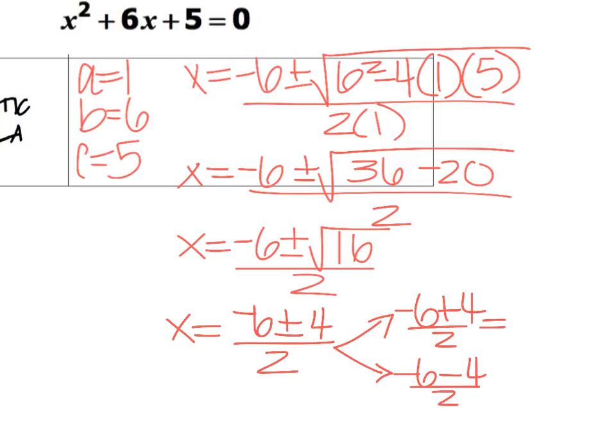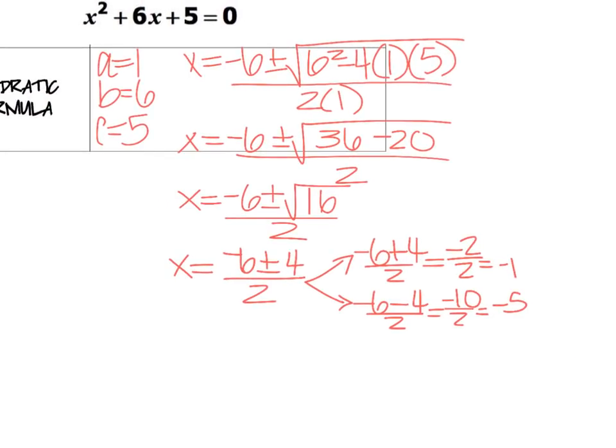This one gives us negative 2 over 2, which gives us negative 1. And this one gives us negative 10 over 2, which gives us negative 5. And what do you know? Those are the exact same solutions as we got when we solved it by graphing, factoring, and completing the square. So all of those methods will give us the exact same answer.